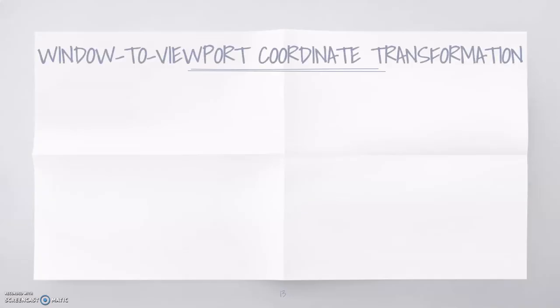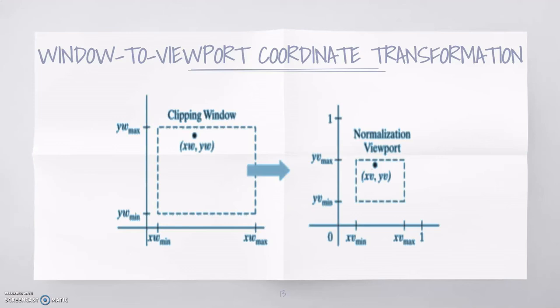Our next topic is window to viewport coordinate transformation. Once object descriptions have been transformed to the viewing reference frame, we choose the window extents in viewing coordinates and select the viewport limits in normalized coordinates. Object descriptions are then transferred to normalized device coordinates. This figure illustrates the window to viewport mapping. This is a clipping window and this is the normalization viewport, from 0 to 1. In between the unit square only, we can see the sub area of the window.